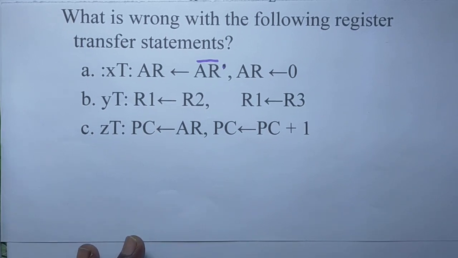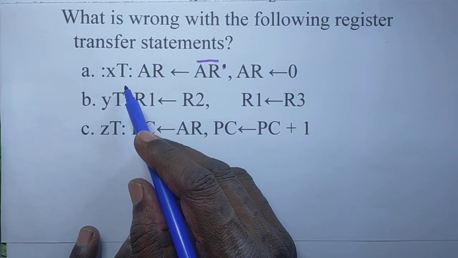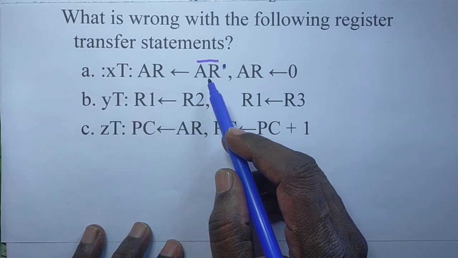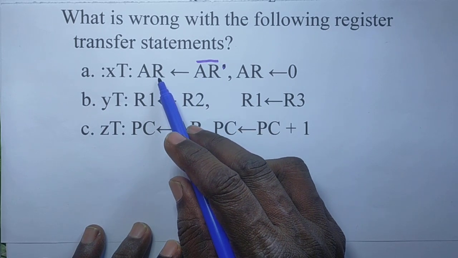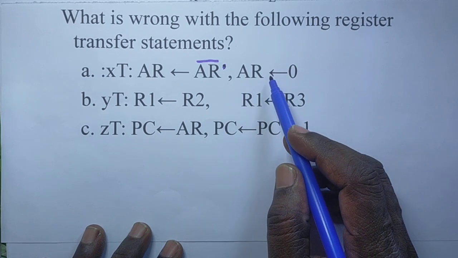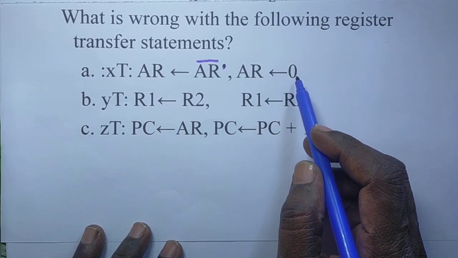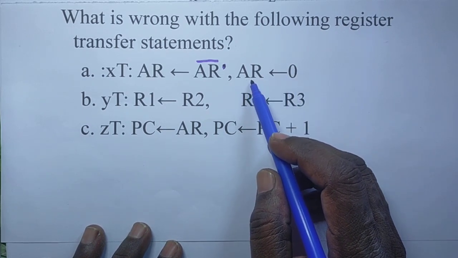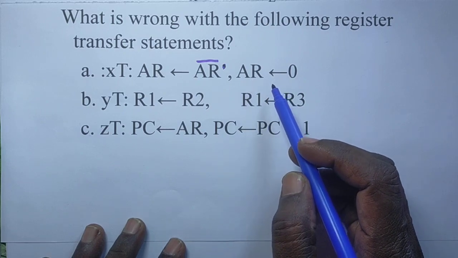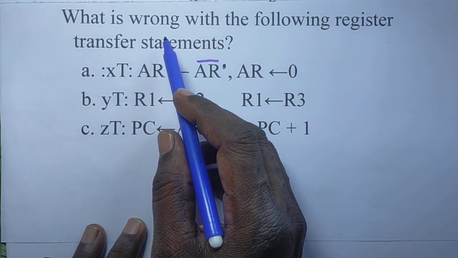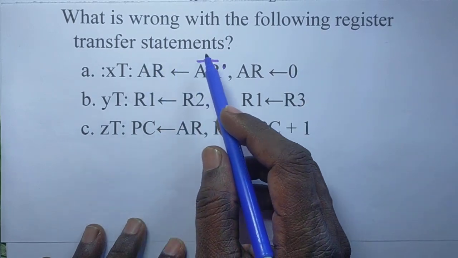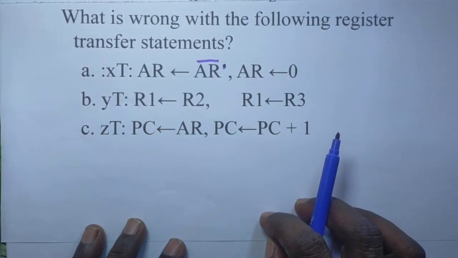Okay, so first case, you see, I took this one: at xT, AR complement transfers to AR, and at the same time the AR zero data transfers to AR. Is it correct or not? The question is, what is wrong with the following register transfer statements? Is it possible or not? We have to test it.